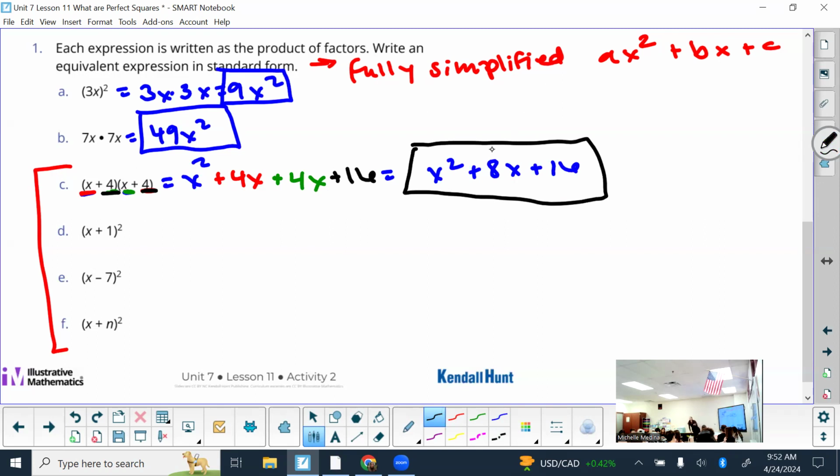Now, table 9, what is the standard form of part D? Okay, I heard x squared, anything else? 1x squared. Anything else?